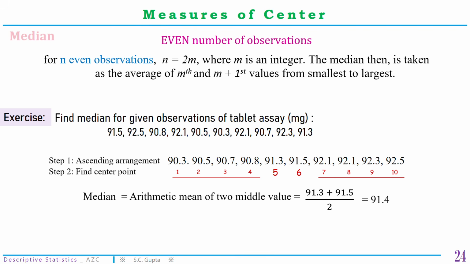This is when we deal with an even number of observations. For n even observations, n is equal to 2m, where m is an integer. The median then is taken as the average of the mth and m plus first values from smallest to largest.